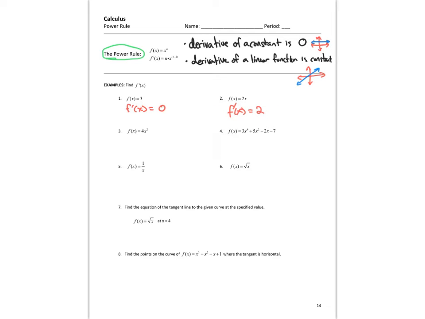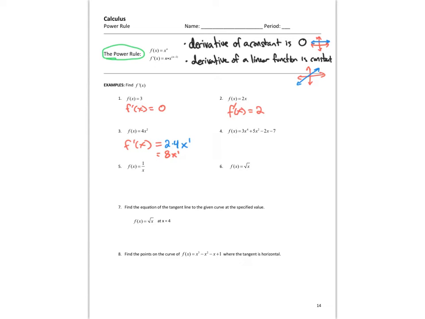Let's take a look at number 3. f of x equals 4x squared. All right, here's our first real chance to use the power rule. So f prime of x equals, the exponent on top, 2, gets moved in front. So now it's 2 times 4, x to the, and then I subtract 1 from the exponent. So 2 minus 1 is 1. So x to the first. But really that's just 8, x to the first.